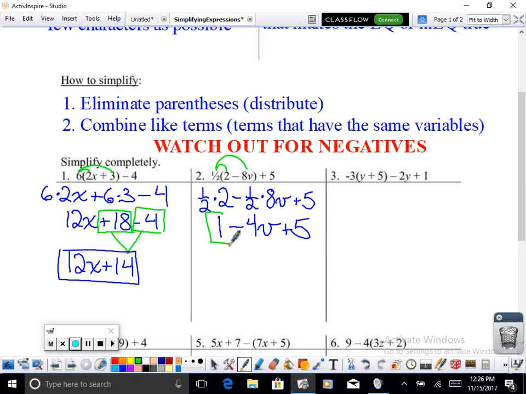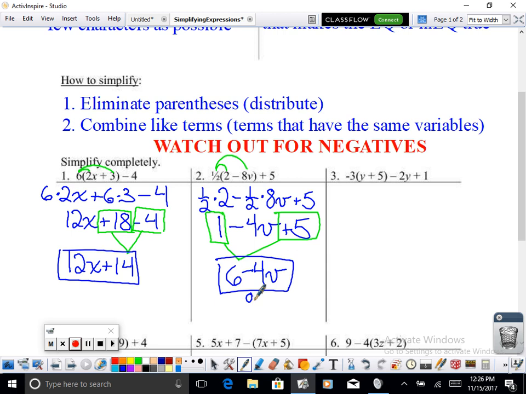So all I have is this 1 and this positive 5. What do I get if I do 1 plus 5? I hope everyone here tells me 6. Thank you. Okay, so I've got the 6, and I haven't touched that minus 4v, so it's going to come right down to the next line. Now I've got a constant term, 6, and a variable term, minus 4v. I can't combine those, so I'll leave those the same.